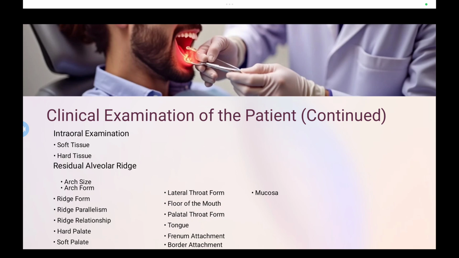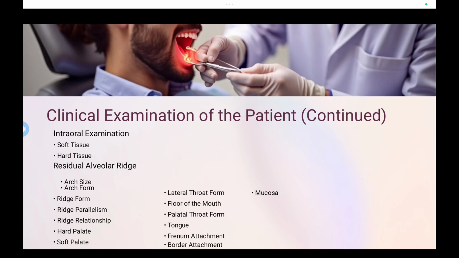According to House, it is classified as class 1, large, best for retention and stability. Class 2, medium, good for retention and stability. Class 3, small arc size, difficult to achieve retention and stability. Next is the arc form. Arc form according to House is class 1 square, class 2 tapering, class 3 ovoid.